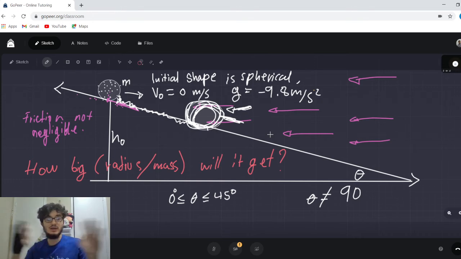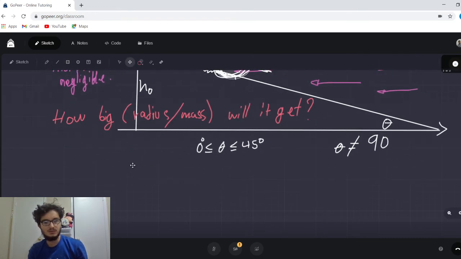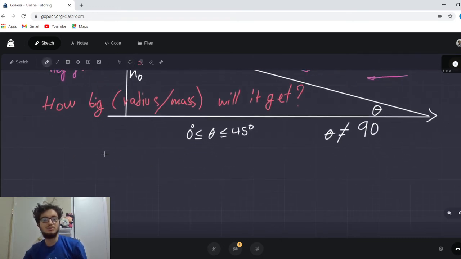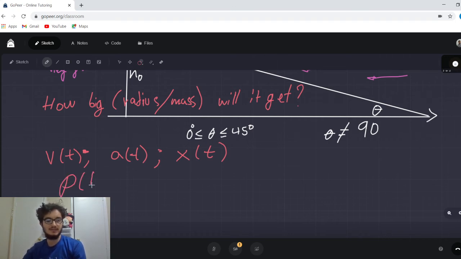Of course, we're assuming no idealistic conditions, not at all. However, if you want to, propose a mathematical model to describe this and answer these questions. I also wanted to determine the speed at any given time, the acceleration at any given time, and also the position at any given time. Those things are important to know. And of course, I want to know about the density rho of the snowball at any given time.